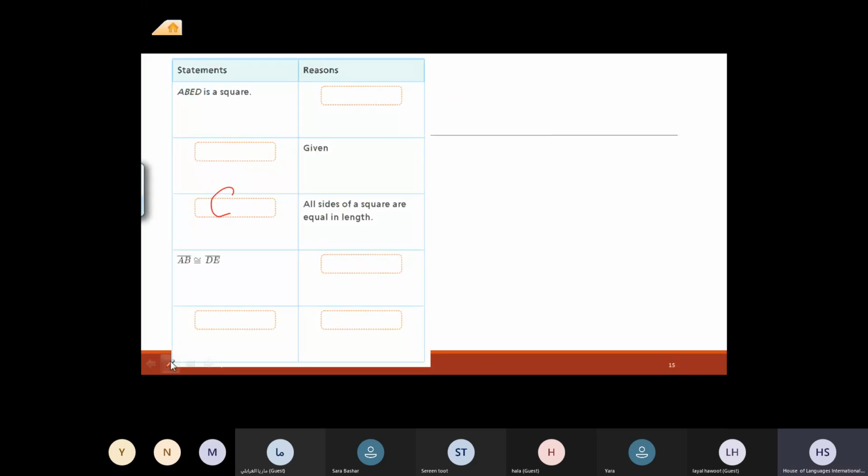Now, Julie, have a seat, please. Now, the third one. All sides of a square are equal in length. Good job. Now, AB is equal to DE. You told me because of what? Because all of the sides of a square are equal in length. Now, AB is congruent to DE because of what? Bravo. If two segments are equal, they are congruent because of the definition of congruent segments.